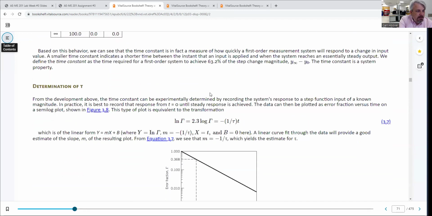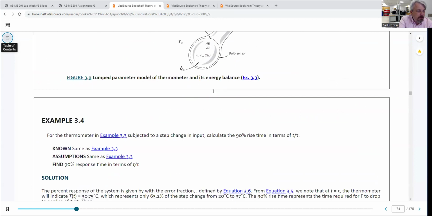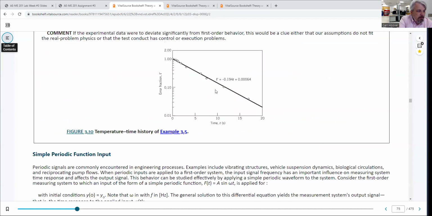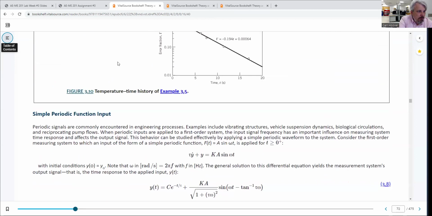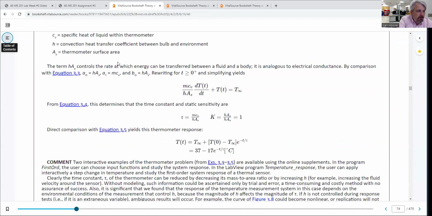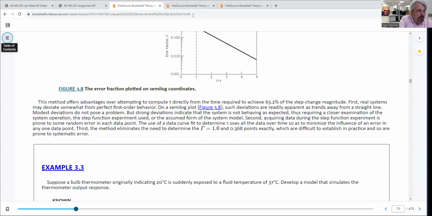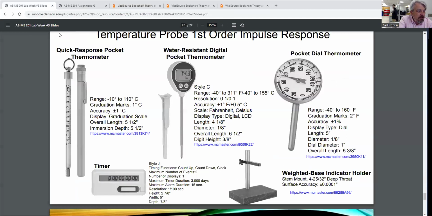Another type of test is one in which we provide not just a step response, but more of a simple periodic response. We're not going to do that part today. We're really going to focus on just the time constant from a step response. So that's the chapter, that's the assignment, and those are the slides.